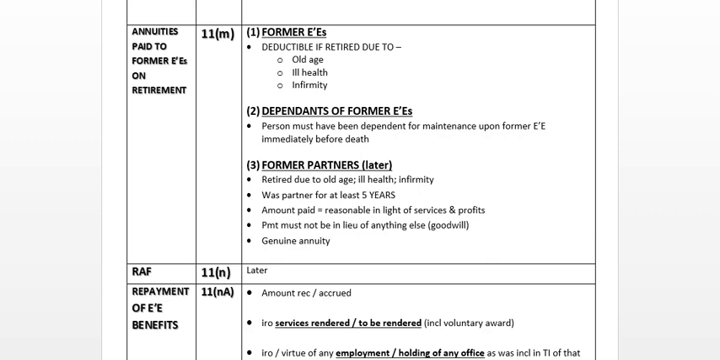And former partners. So if a partner in a company or business retires due to old age, ill health, or infirmity, then that's an allowable deduction. The partner should have been a partner for at least 5 years. The amount paid must be reasonable in light of services and profits. Okay.